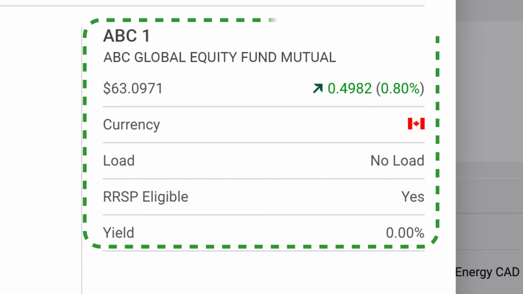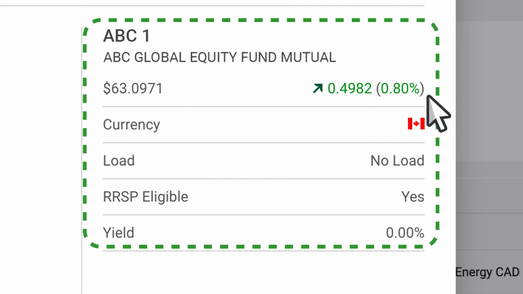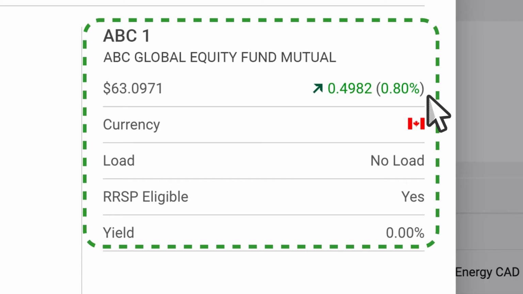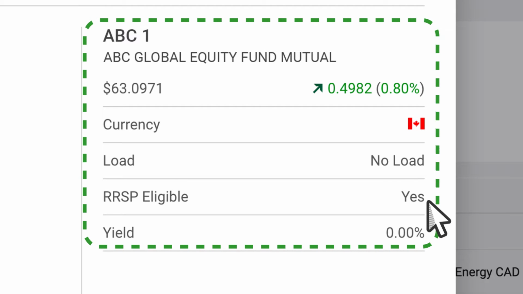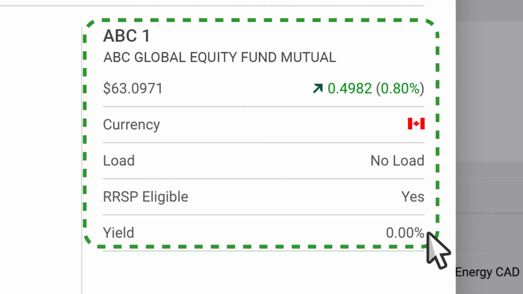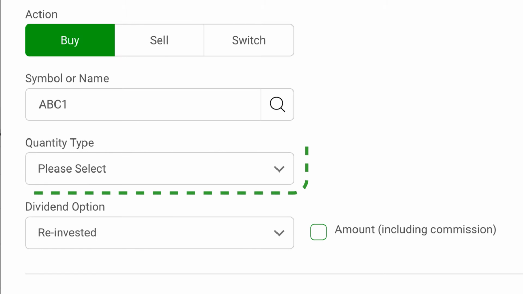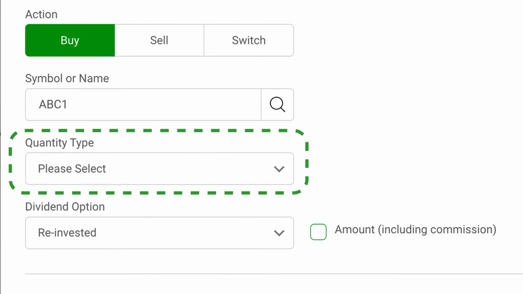On the right-hand side, you'll see the price per unit from the last time the NAV was calculated. You'll also see some general information regarding the currency of the trade, fees, RRSP eligibility, and yield. On the left-hand side, quantity type is the first choice you're faced with. Essentially, you can decide if you want to buy a certain dollar amount or a specific number of units.